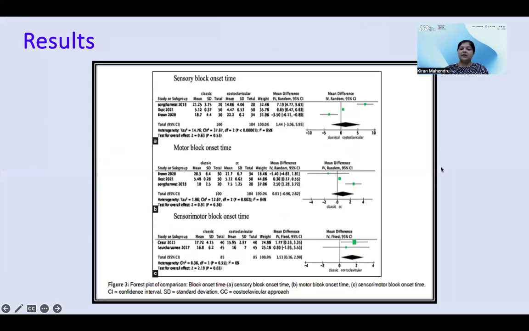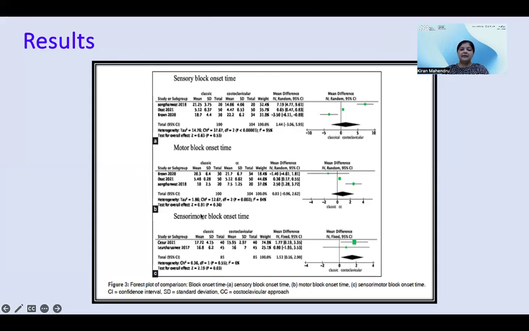Now coming to the forest plots for the primary outcomes. When the two groups were compared for the sensory block onset time, and 3 studies were included, there was no difference in the sensory block onset time between the two groups, with a p-value of 0.53. For the motor block onset time, 3 studies were included for the analysis, with no difference seen between the classical and the costoclavicular approach, with a p-value of 0.36.